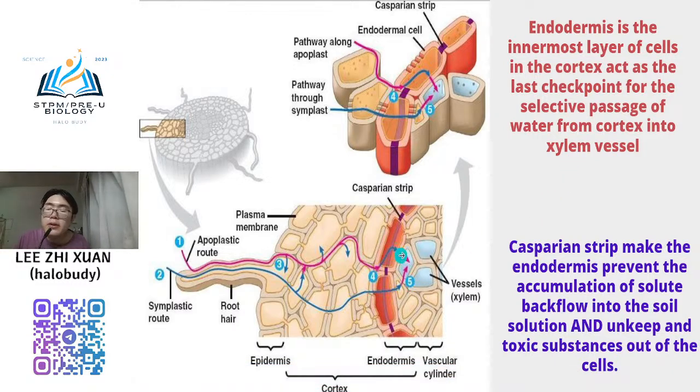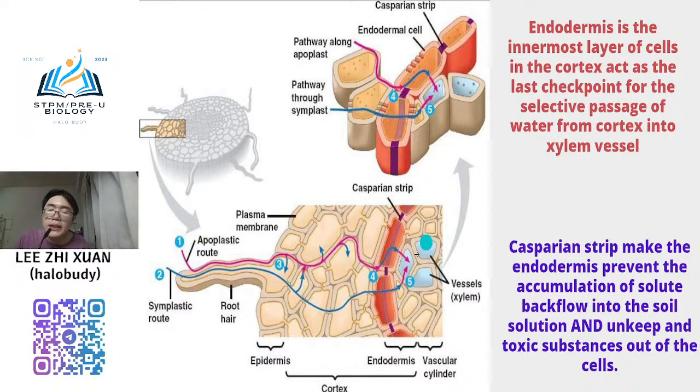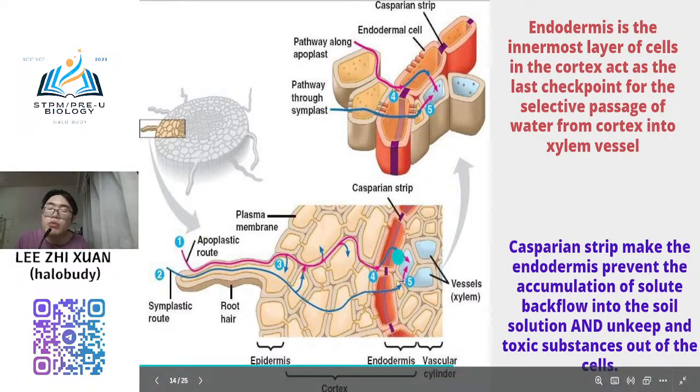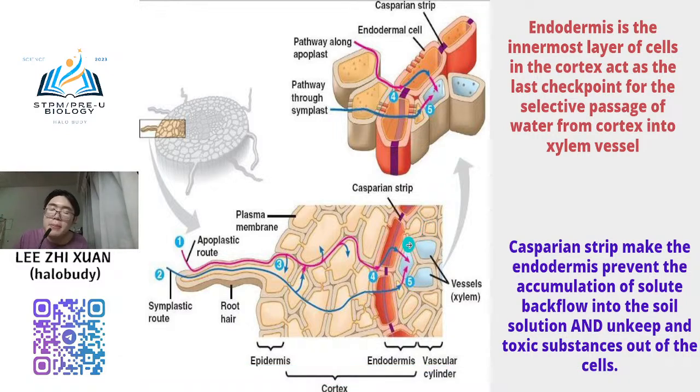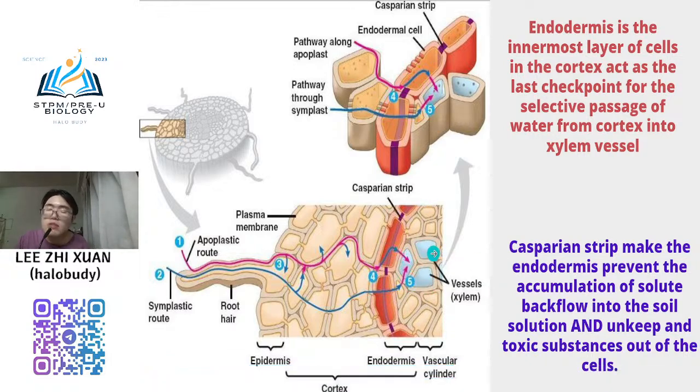So the Casparian strip can prevent the accumulation of solute backflow into the soil solution. So it needs to prevent the solute particles, maybe accumulated here. In a general situation, if you want to reach equilibrium, the solute particles will diffuse out from the plant cell, but we don't want this to happen. So we need to have a pressure or exclusion rate, so that the soil solution inside the xylem vessel, inside beyond the cortex tissue, normally in the vascular tissue, the solute particles will not diffuse out from the cell.